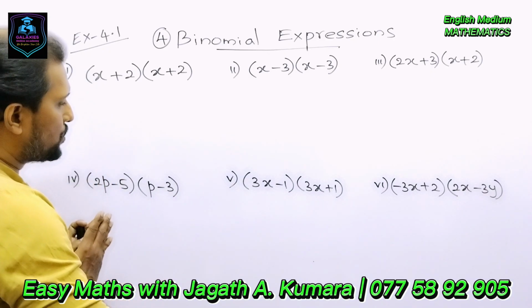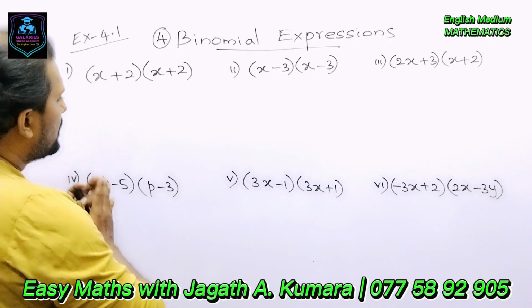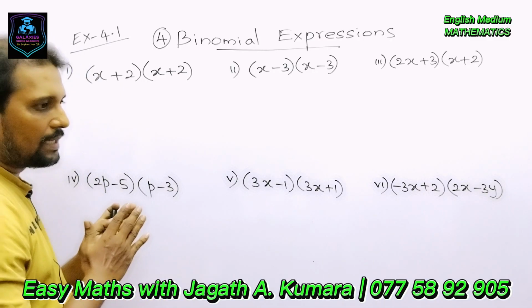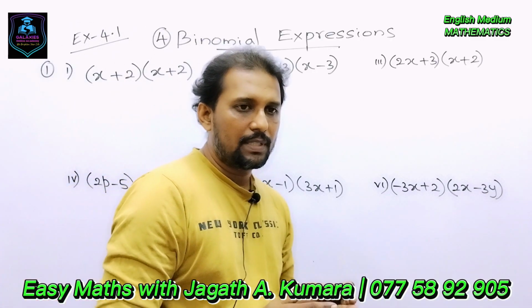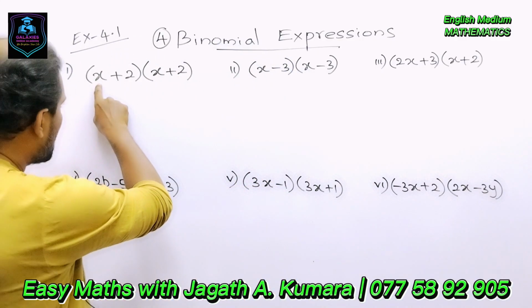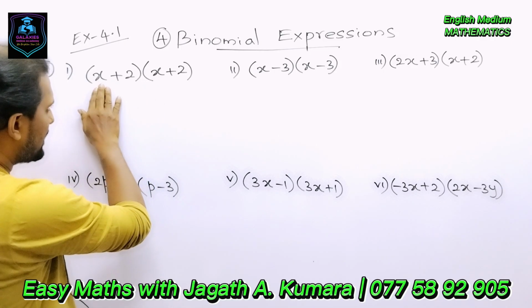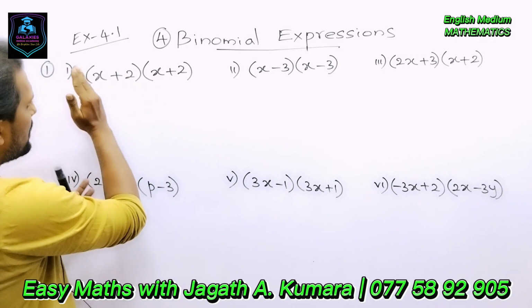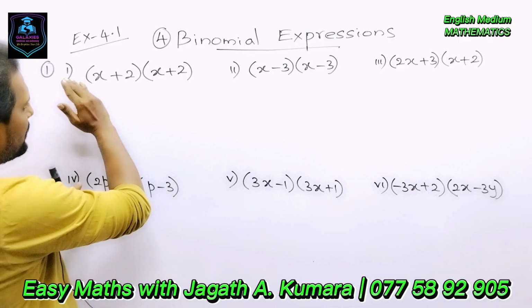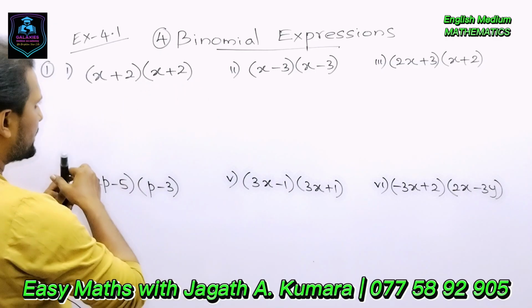Within bracket x plus 2 and another bracket given x plus 2. So there are 3 steps you can get the answer of this one. How you can get? First, you can see the first bracket. There are 2 terms you can see, plus x and plus 2.